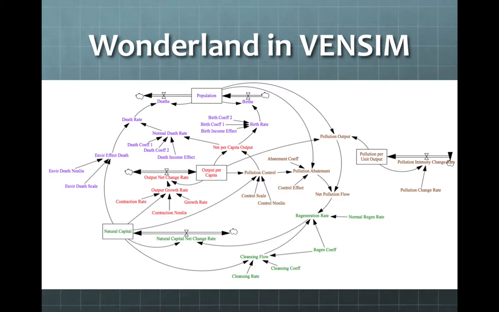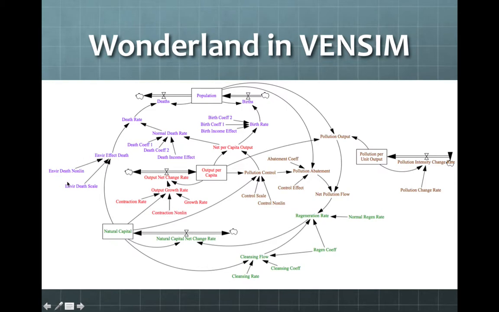So this is a schematic of the Wonderland model in VENSIM, and in a separate video we'll go through the model in detail, but essentially you can see how this model is densely packed with all the parameters. You have your population stock here, the output per capita stock, the natural capital stock, and the pollution per unit output stock. Population is driven by the net of births and deaths. Births have their set of equations, deaths have their own set of equations, and that's why the parameters build up.